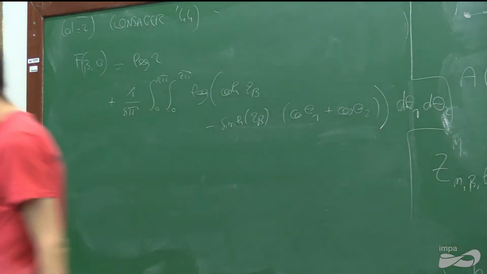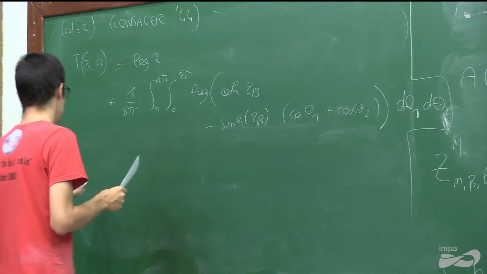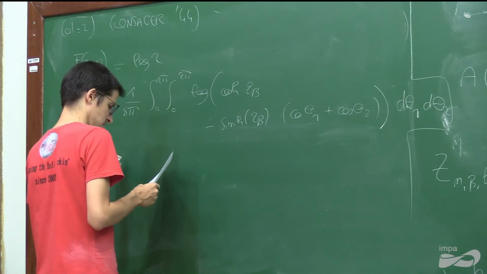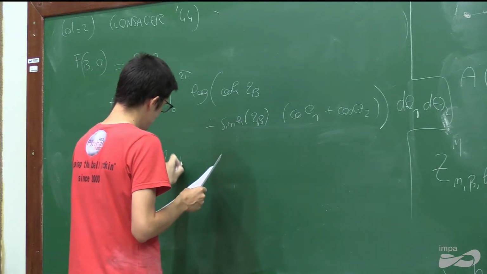Okay, so the thing about this function is that it's not analytic, or it's analytic everywhere except at one point. And this point is beta equal to 1/2 over log 1 plus square root of 2.